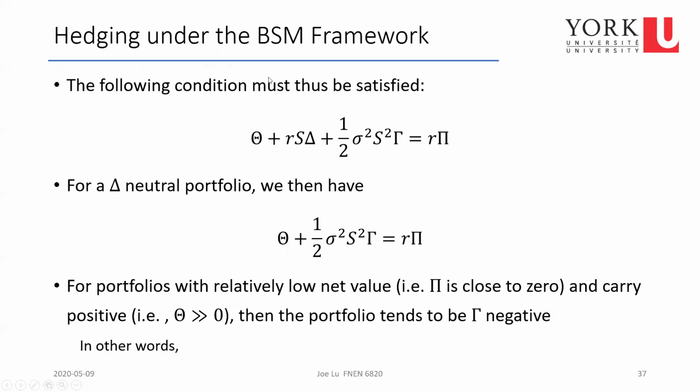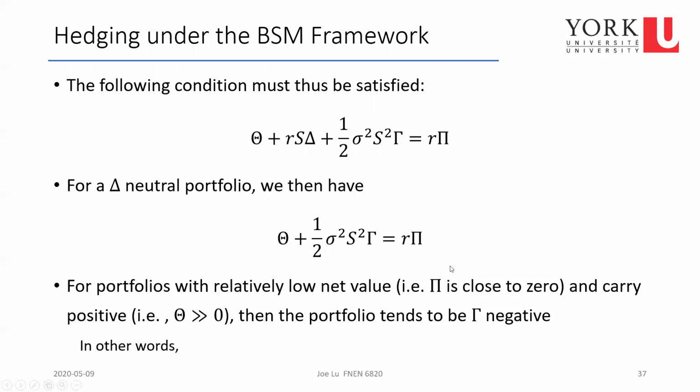Now, in the Black-Scholes Merton framework, we can rewrite it this way. And for a delta neutral portfolio, this delta is equal to 0. So this term drops out. Okay. So we have theta plus half of the gamma times sigma squared S squared equal to r times the value of the portfolio. Now, a high leverage portfolio means this Pi value is very small. So this is close to 0.